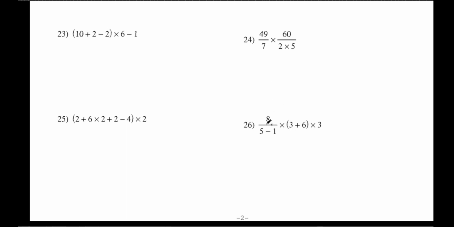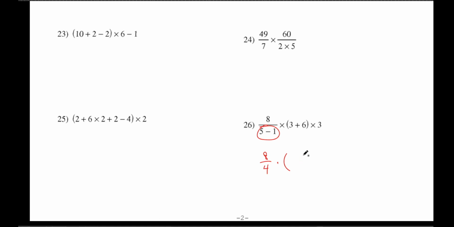Again, we have a fraction, and you got some stuff going on in the fraction, don't you? So, what am I going to do first? Before I divide, I got to figure out what that denominator is, what the bottom is. So this is going to be what? 8 divided by, how about 4? It's 5 minus 1. All right, times, and then a parentheses, 3 plus, actually we can do this.